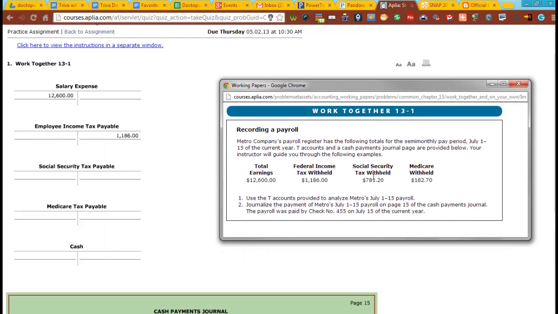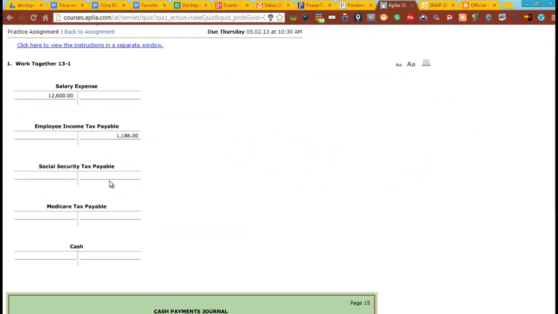Same thing would hold true for Social Security tax. You'll notice that this account heading is a lot similar to the columns. It is Social Security tax payable and Medicare tax payable. So we have $781.20 and $182.70. Those are both going to be credited on our T accounts. Do our debits and credits equal? Not even close. What do we not have?